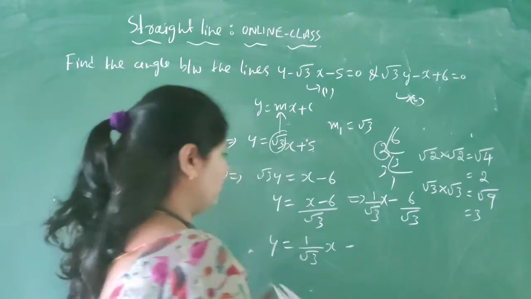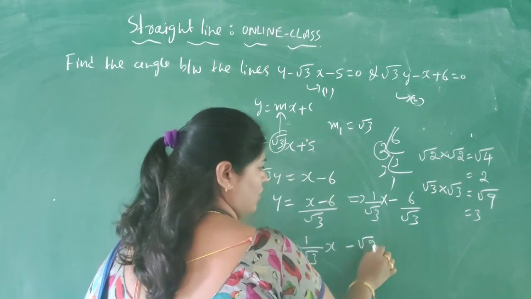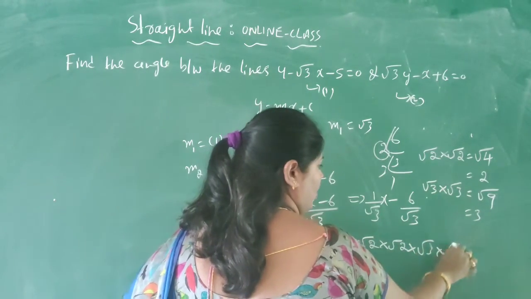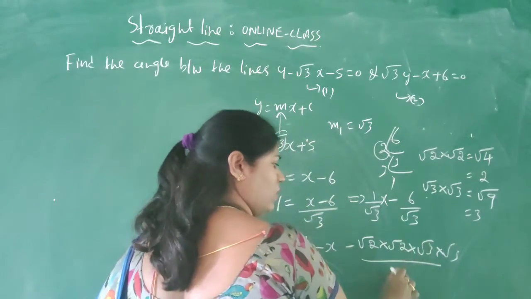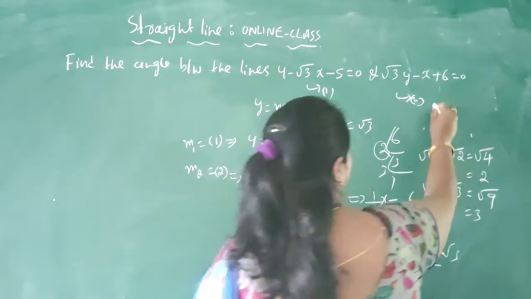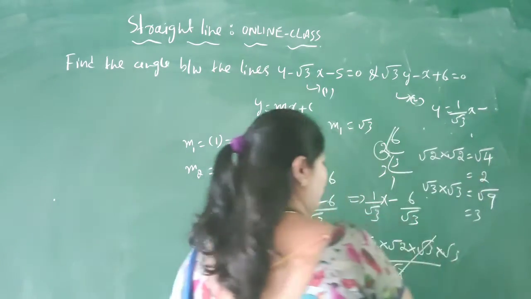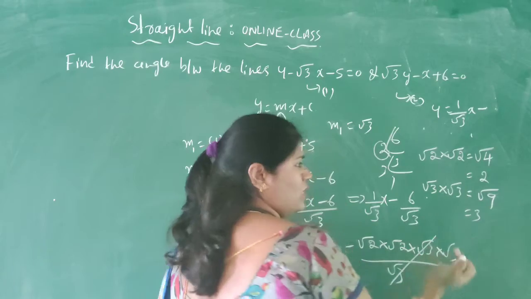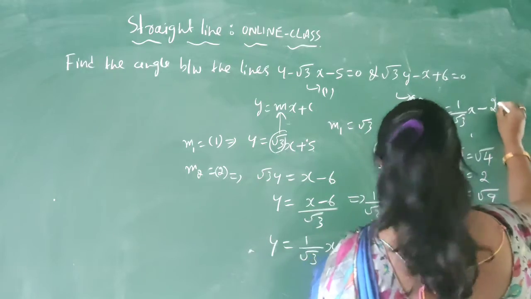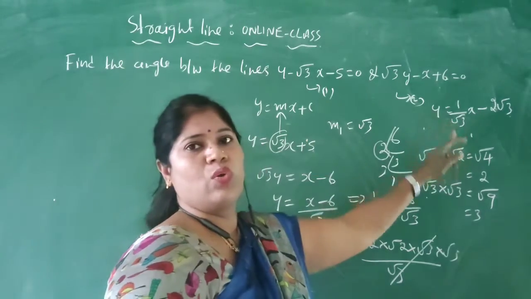So can you hear this? Can you see this? Okay, 6 can be written as root 2 into root 2, and root 3 into root 3, divided by root 3. One root 3 will get cancelled. After that, y is equal to 1 by root 3 x minus, we know that root 2 into root 2 is root 4, and root 4 can be written as 2, okay. So the value of this is 2 root 3.